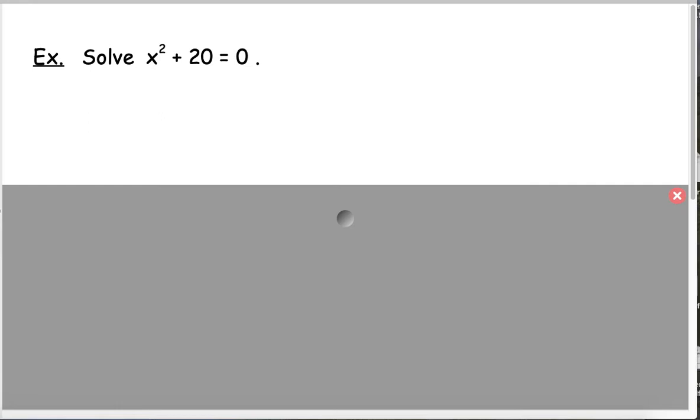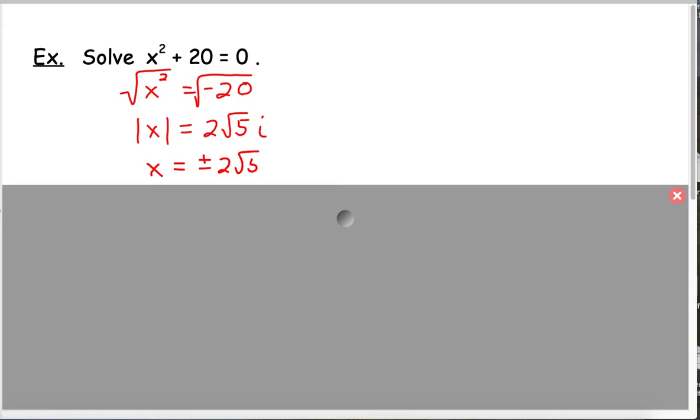to involve complex numbers. So in the first problem, in the real number system, we'd say there's no solution, because when I subtract 20 to the other side, x squared cannot equal negative. But now that we're in the complex number system, I take the square root of both sides. The square root of x squared is the absolute value of x. And the square root of negative 20, think of it as square root of 20 times square root of negative 1. And the square root of 20 I can simplify to 2 root 5. And the square root of negative 1 is i. So therefore, x is going to equal plus or minus 2 root 5 i.